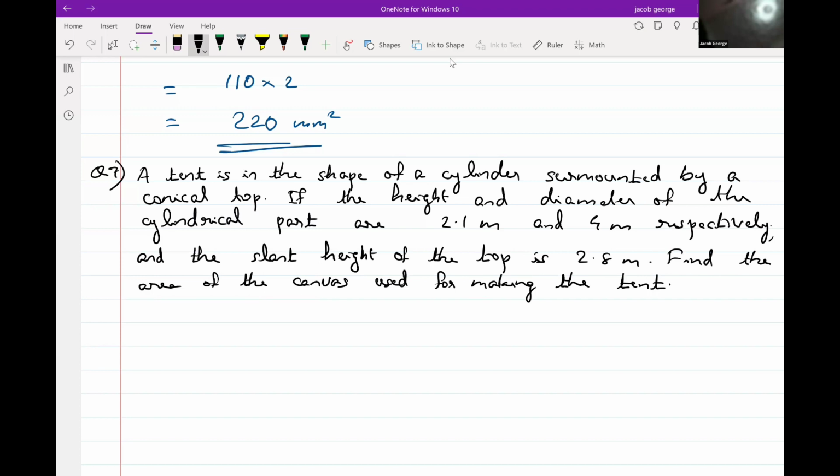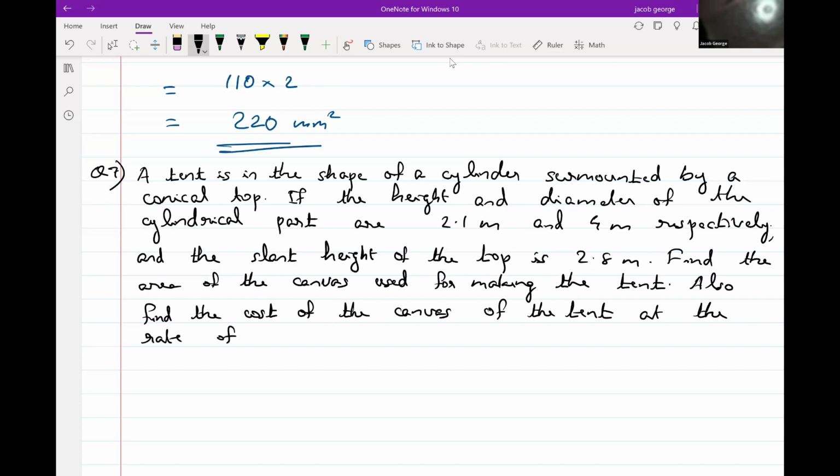Also find the cost of the canvas of the tent at the rate of rupees 500 per meter square.